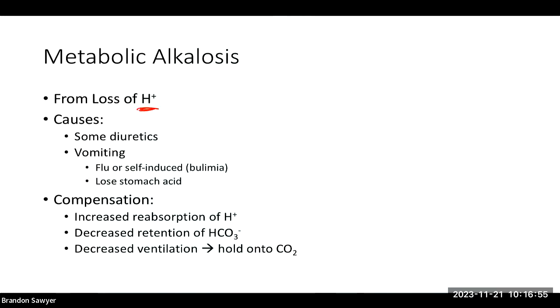So we're losing hydrogen ions for some reason. Certain diuretics can cause this, because they're causing us to shed a bunch of water. Sometimes hydrogen goes with that, depending on the drug that we're talking about. We'll talk about some of those diuretics in the next 2 weeks. Vomiting can cause this because we're losing that hydrogen-rich stomach acid.